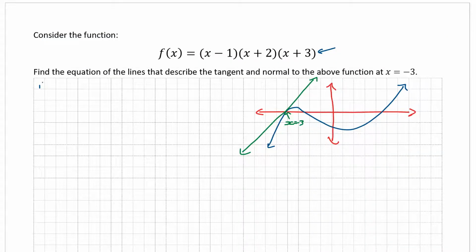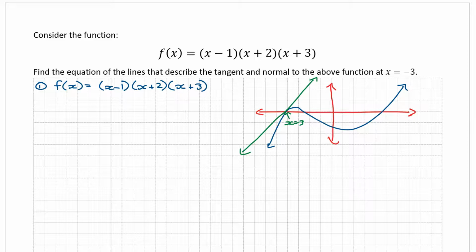So jumping into step 1, we've got f of x equals x minus 1, x plus 2, x plus 3. Alright, and here's where we encounter our first problem. So the problem at hand is, well, we don't have the tools to find the derivative of this particular function yet. So what we're going to do is we're going to go to what we can do. And what we can do is we can expand all of this out, then take the derivative.